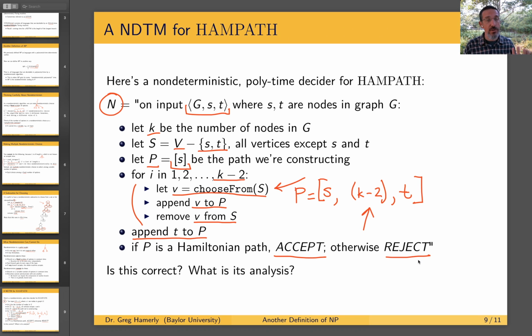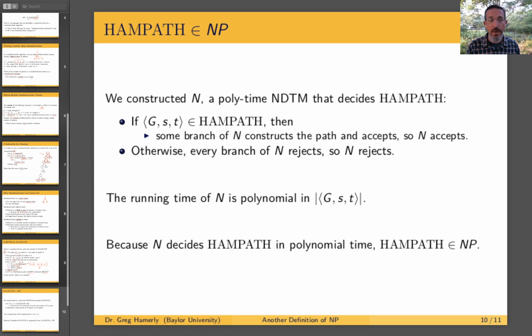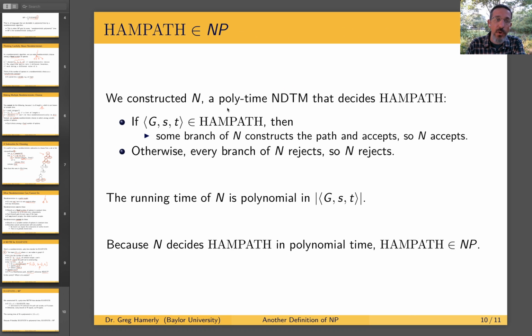And the question is, is this a correct algorithm? Does it decide Ham path? And in addition, what is its analysis? Well, let's think about what this algorithm does. We constructed N, which I claim is a polytime NDTM that decides Ham path, because if the graph, S, and T are members of Ham path, then there's going to be some branch of N that constructs the path from S to T and is going to accept. And since that one branch accepts, the entire machine accepts.